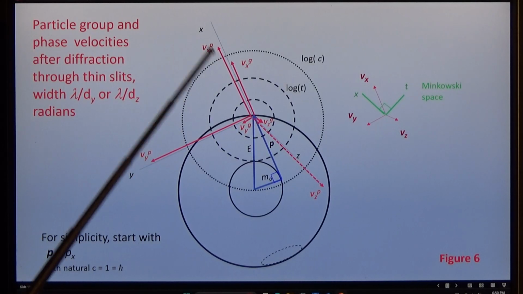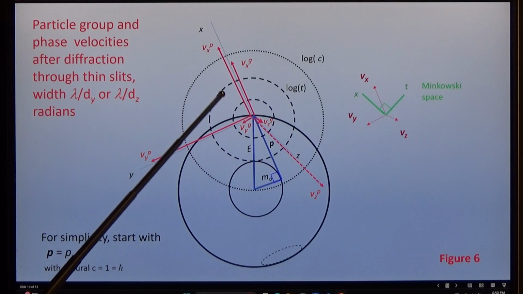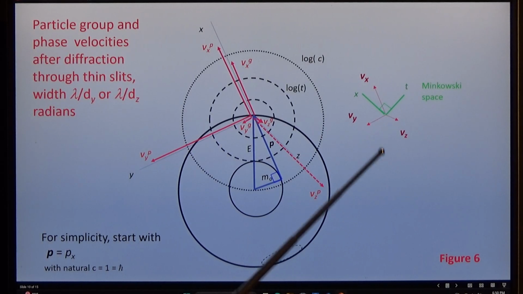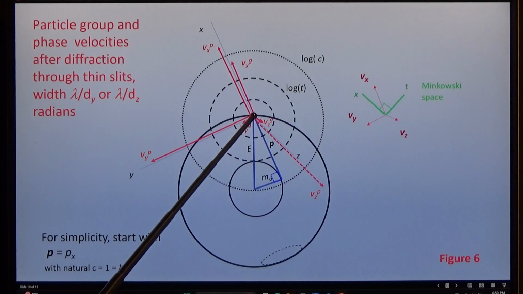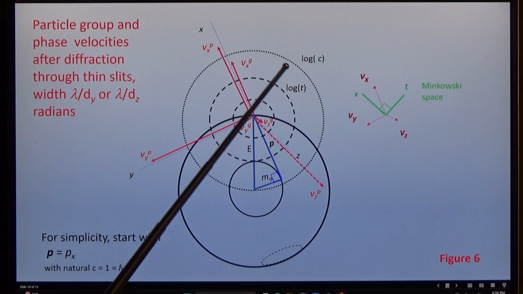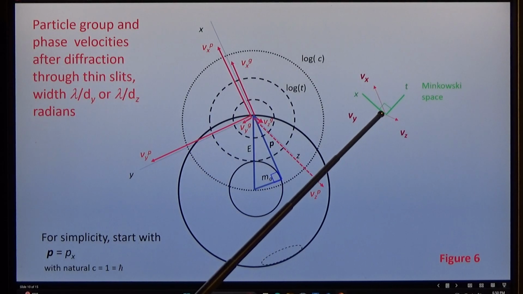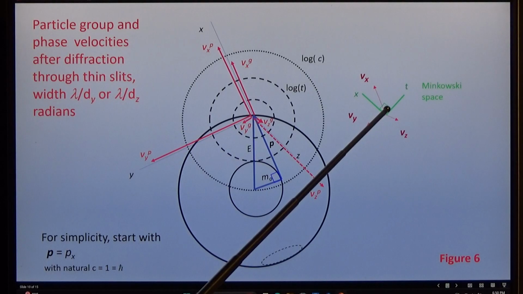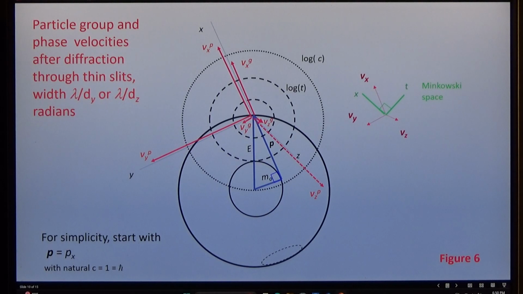And so here we show how to display the group velocity and phase velocity, where we've moved the Cartesian axes to the end of p and compared the velocities with the velocity of light in dotted lines. On the right is Minkowski space with time and the x direction, the direction of propagation, shown in normal Cartesian axes.